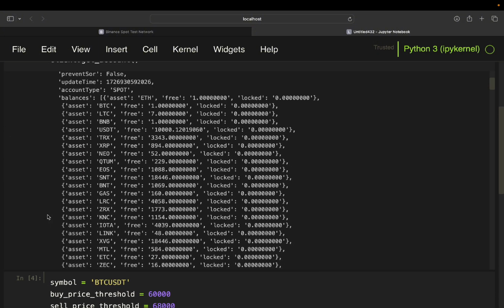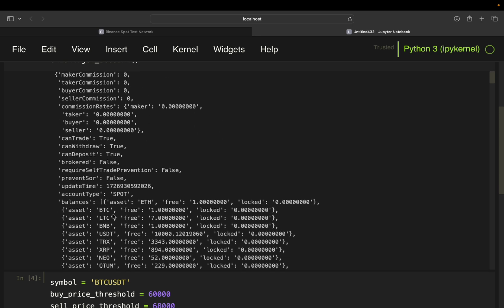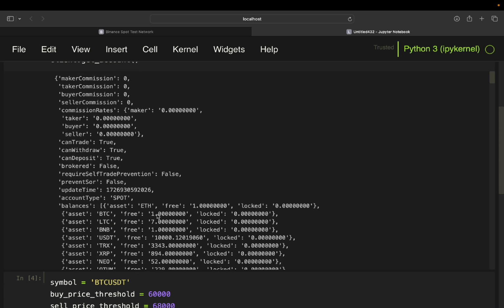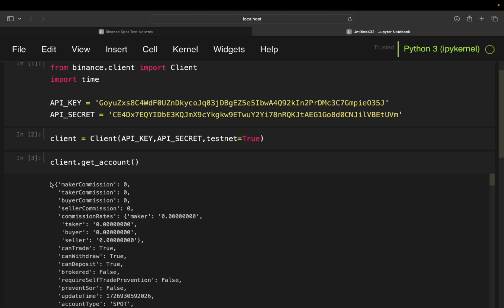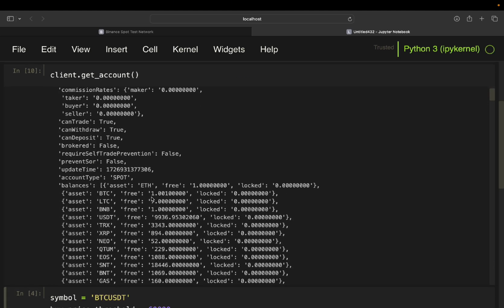So let's go above here. So you see we had one Bitcoin here. And if you pull your account now, you will see that you have 1.001 Bitcoin here, and a bit less USDT, namely exactly the quantity I just pulled over. So just that you see how this is connecting here.